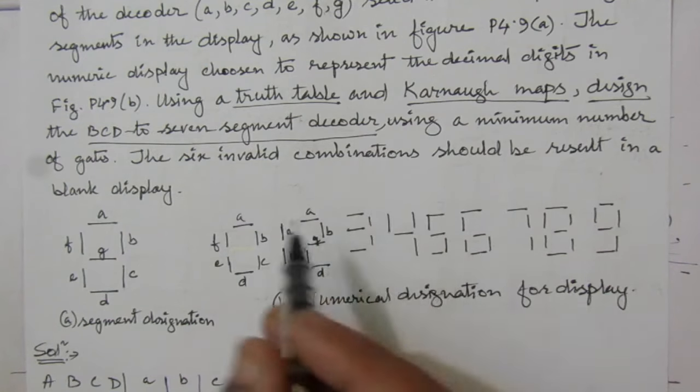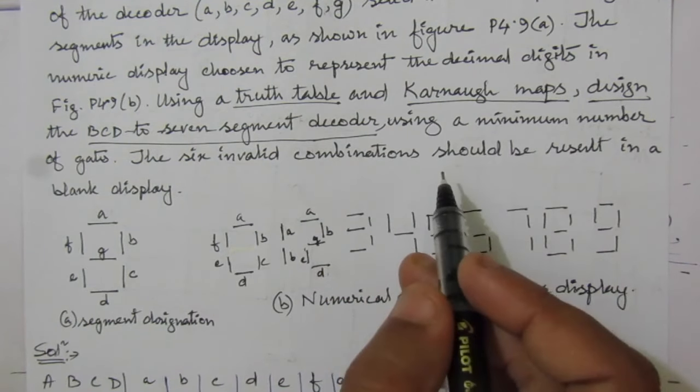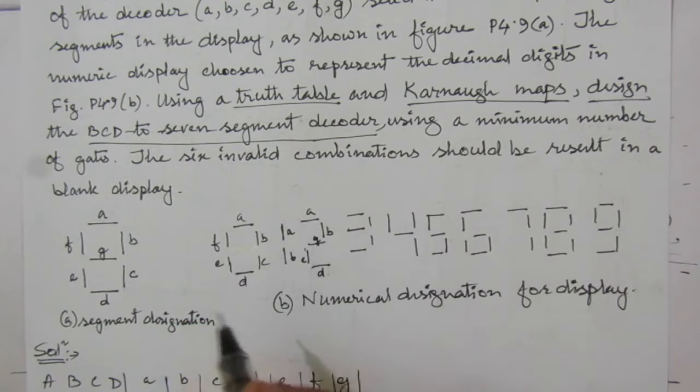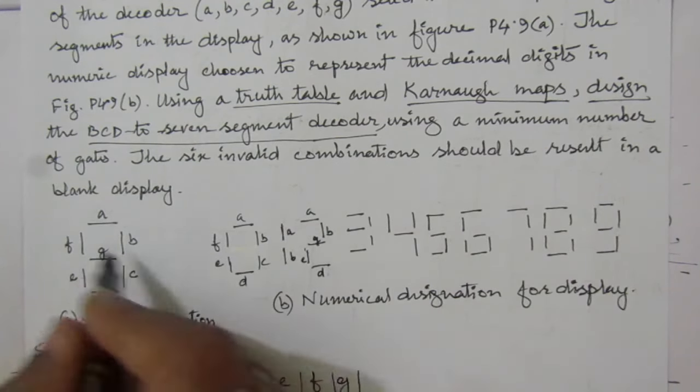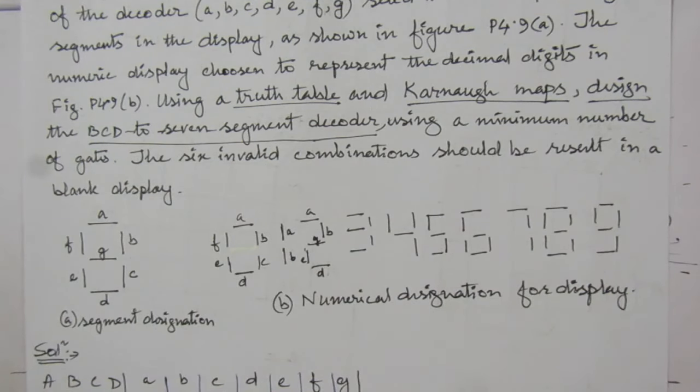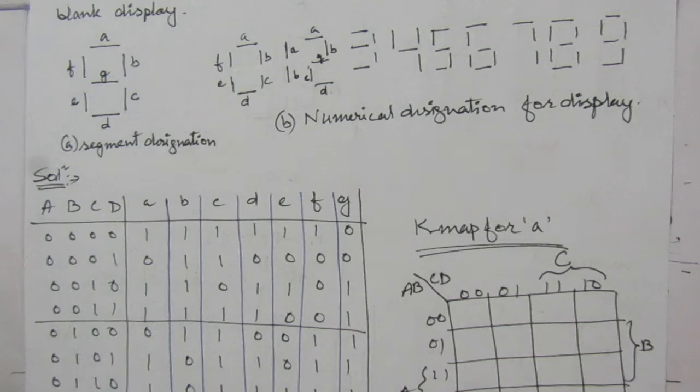These 6 combinations should result in a blank display. That means all the segments will be off for 10 to 15. So for the values 10 to 15 in the Karnaugh map, we can directly put 0 values. So this is the truth table.